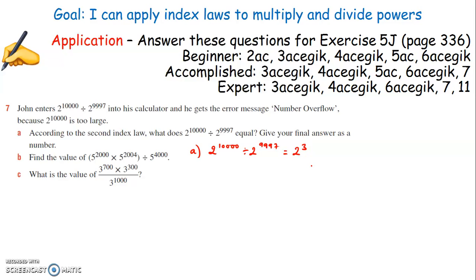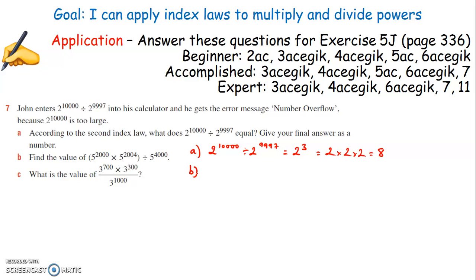And if you put this into your calculator, or if you know that this is 2 times 2 times 2, 2 times 2 is 4, times another 2 is 8. That is our answer. So even though we start off with a really large number that even a calculator cannot display, by the end we have a really simple answer there.